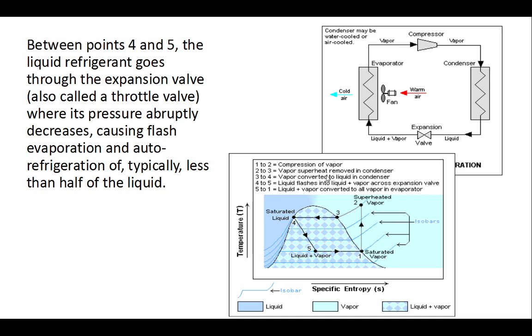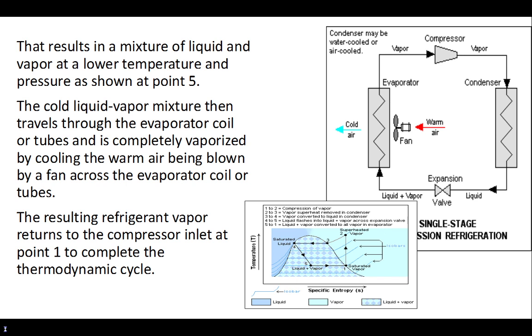Right, next one. We're going to number 5. So that results in a mixture of liquid and vapor at a lower temperature and pressure, shown at point 5. So that's down here on this diagram. So it goes from one shape to another, and energy is released and put into it, and so on. So the cold liquid vapor mixture then travels through the evaporator coil or tubes and is completely vaporized by cooling the warm air being blown by a fan across the evaporator coil or the tubes. The resulting refrigerant vapor returns to the compressor inlet at point 1 to complete the thermodynamic cycle.